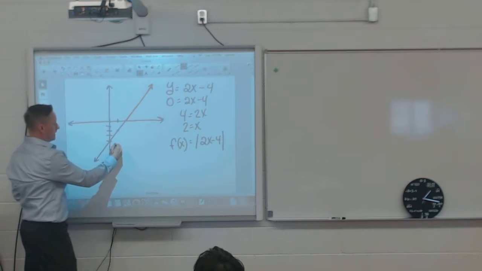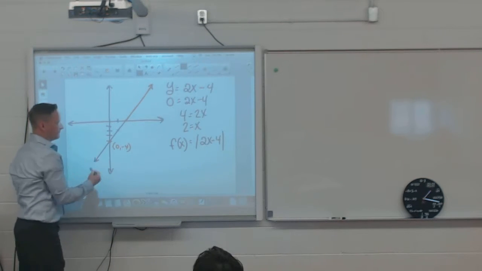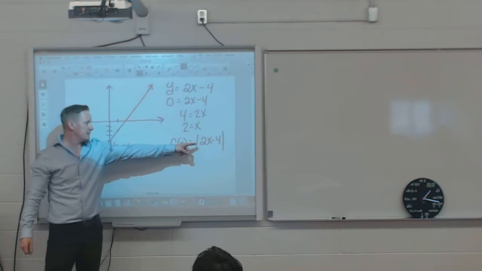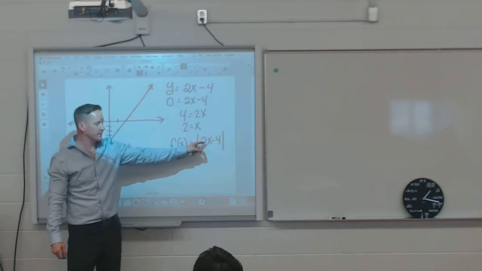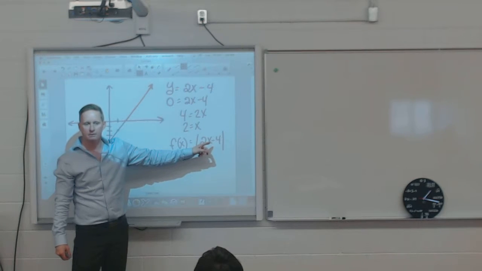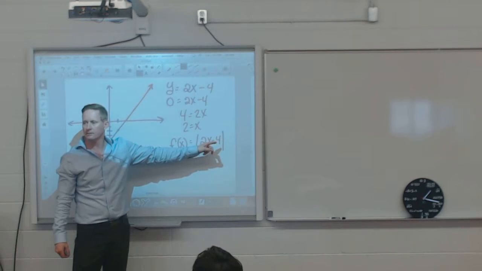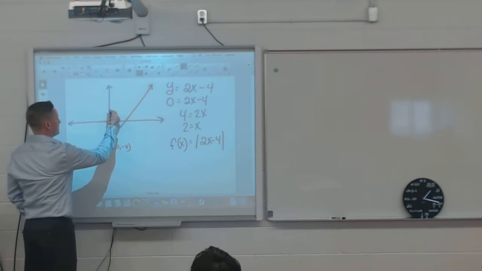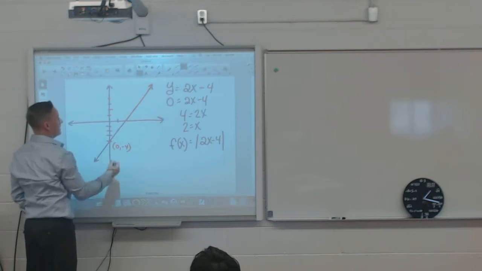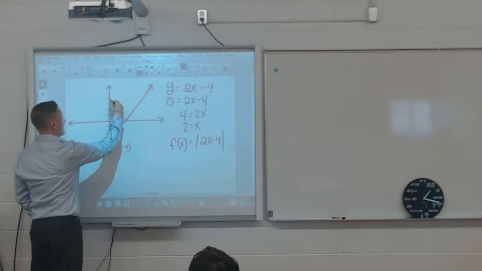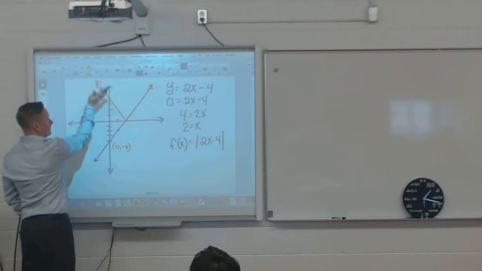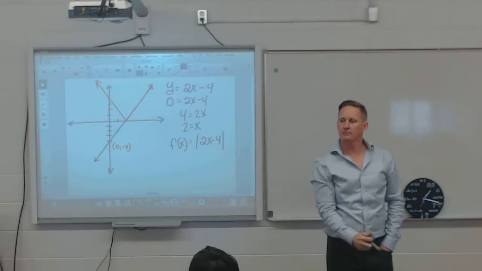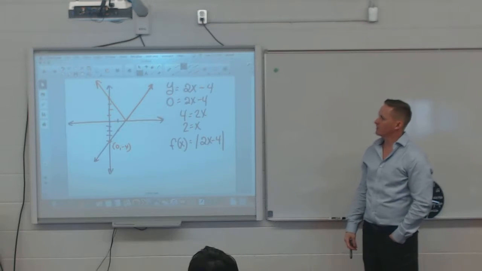But for example, I have 0, -4 right here, right? Well, if I put 0 in for x, what do I get? 2 times 0, which is 0. 0 subtract 4 is? What's the absolute value of -4? +4. So actually, it's right here now. So I take this line and I reflect it up, or we flip it over the axis. There's my graph.